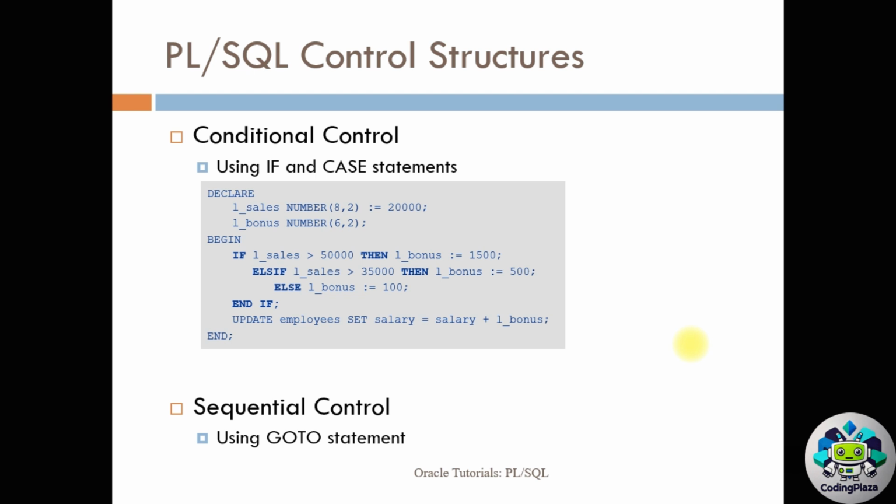Today we're going to discuss the PL/SQL control structures. There are two types of control structures that appear everywhere in programming: conditions and loops. So this is what we call control structures. And at the first level, we have to check the conditional control.